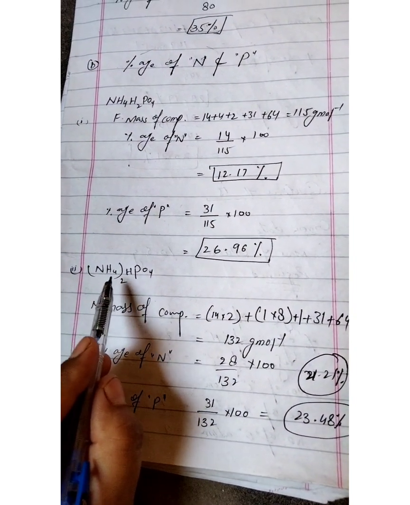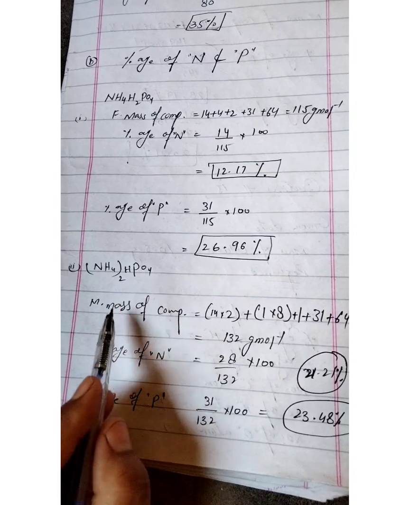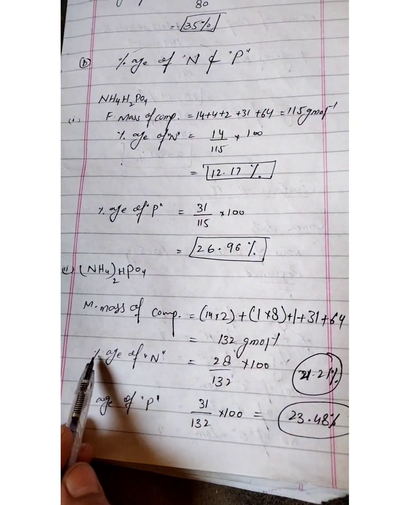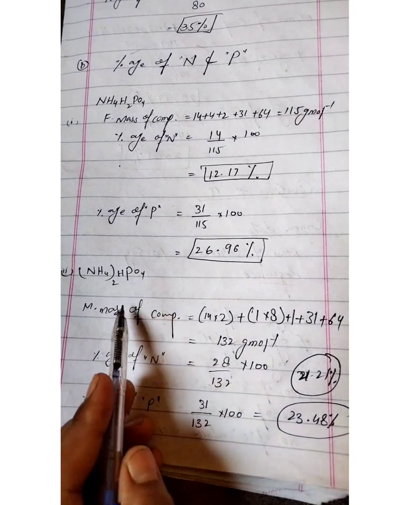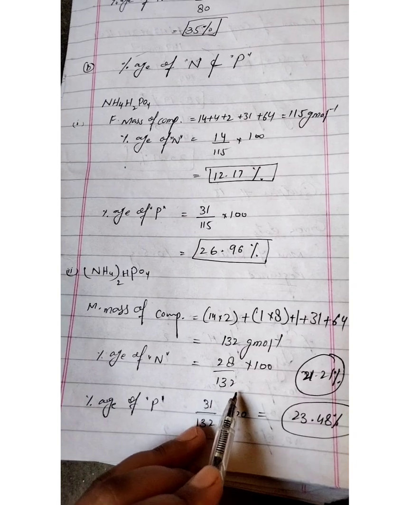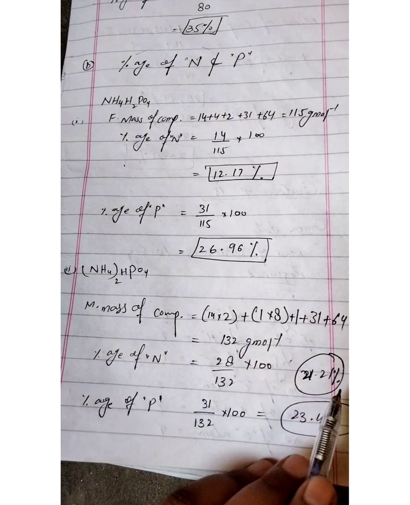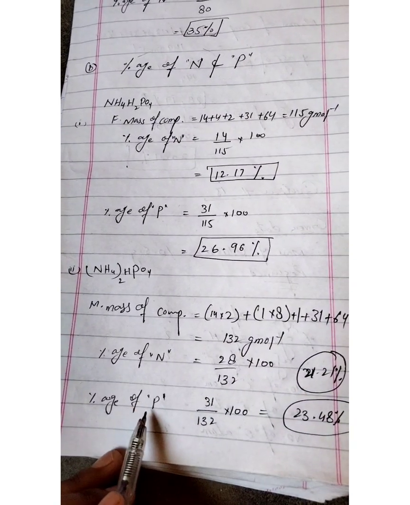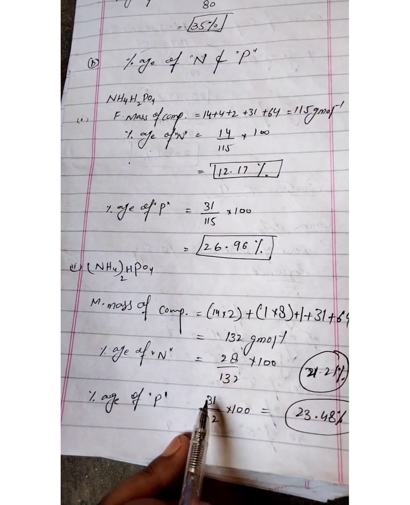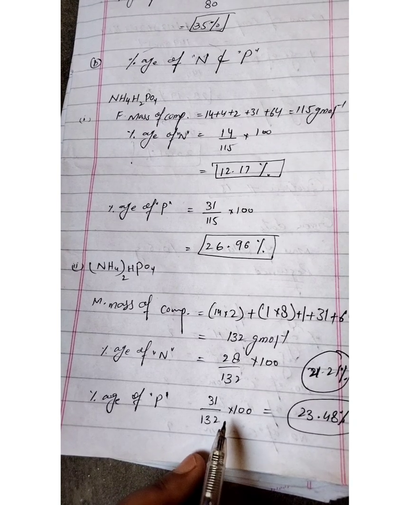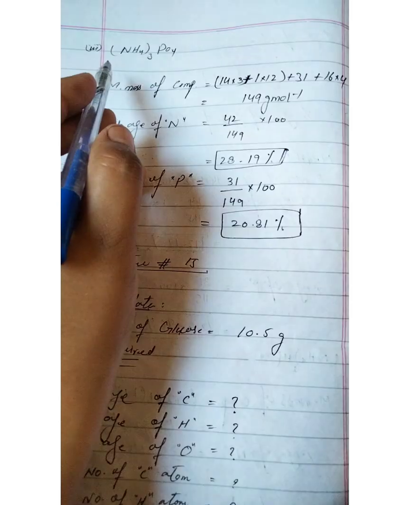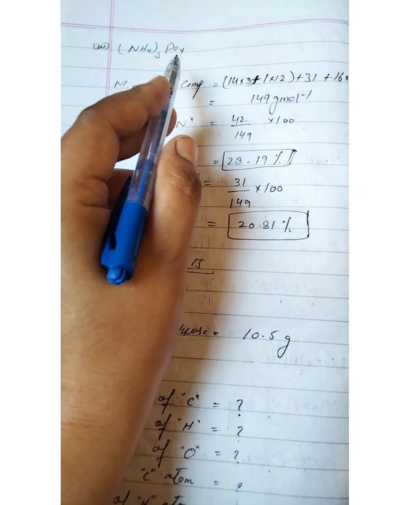Next question, (NH4)2HPO4. Molar mass of the compound is 132 gram per mole. Now calculate the percentage of nitrogen. Here are the 2 nitrogen atoms, so 28 divided by 132 into 100, 21.21% nitrogen. And phosphorus, here is only 1 phosphorus and 31 divided by 132 into 100. Answer will be 23.48.